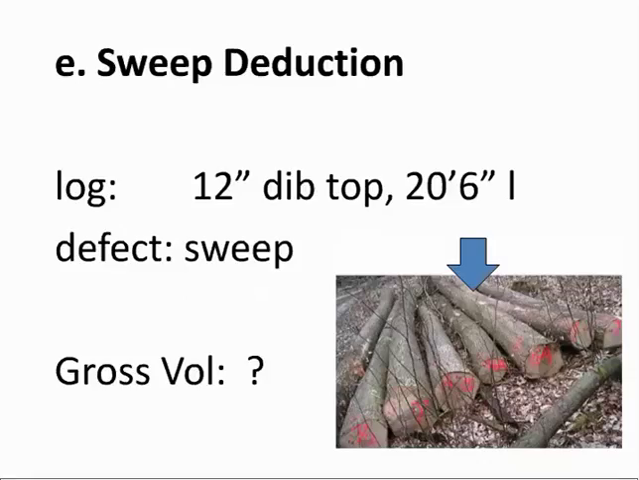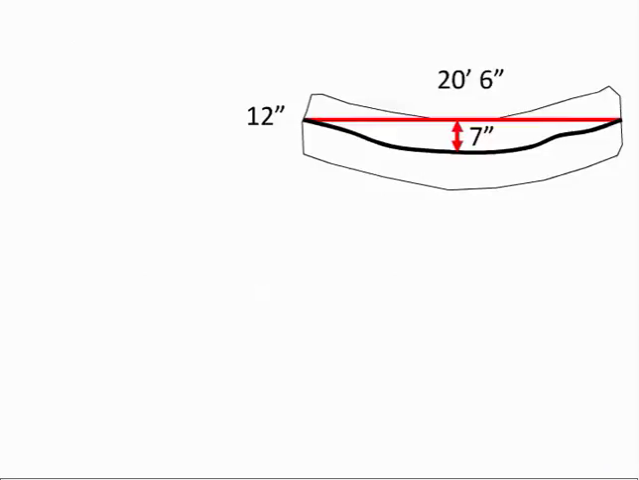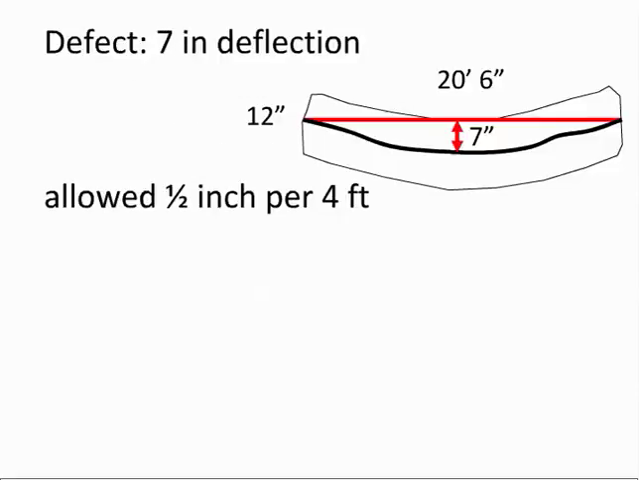Okay, the last one I want to do is sweep. This is the 5th of our standard deductions. Again, a 12-inch diameter inside bark top. The length is 20 foot 6 inches. And if you look at the second log from the right, you'll see the log has some sweep. So that's our defect. Let's get the gross volume first: 12 inches, 20 foot. And the problem here is my defect is about 7 inches of deflection from the center of the log.